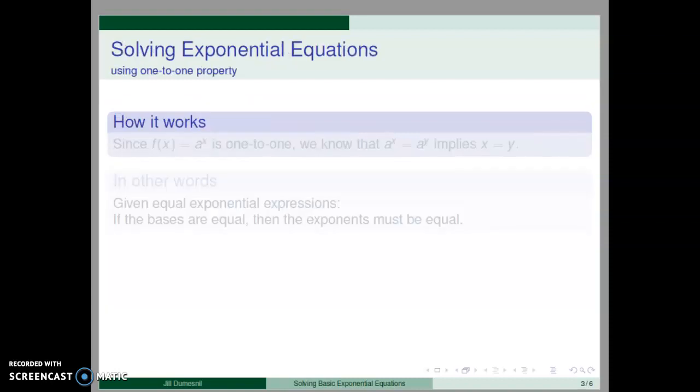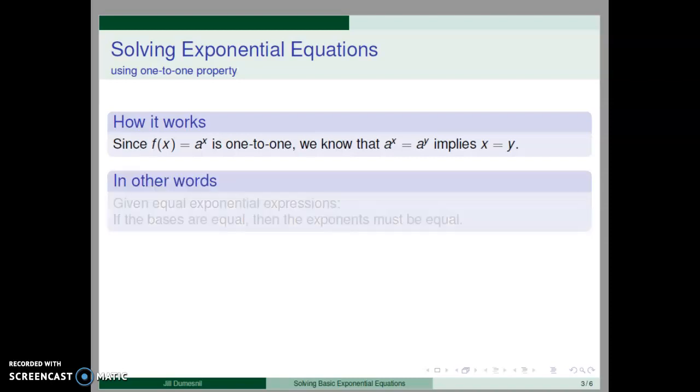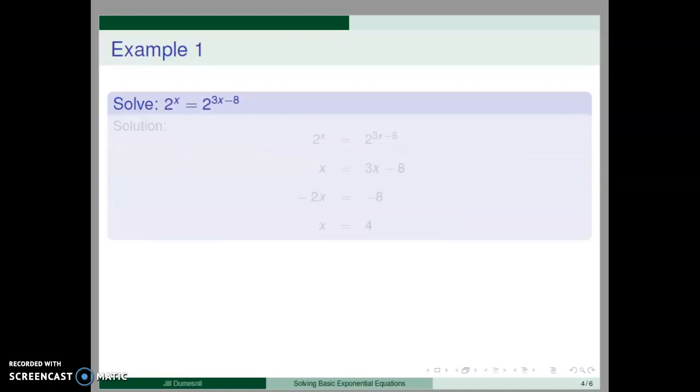We will solve basic exponential equations using the fact that exponential functions are one-to-one. By definition of a one-to-one function, if a to the x equals a to the y, then we know that x equals y. In other words, given equal exponential expressions, if the bases are equal, then the exponents must also be equal. Let's consider some examples using this property.